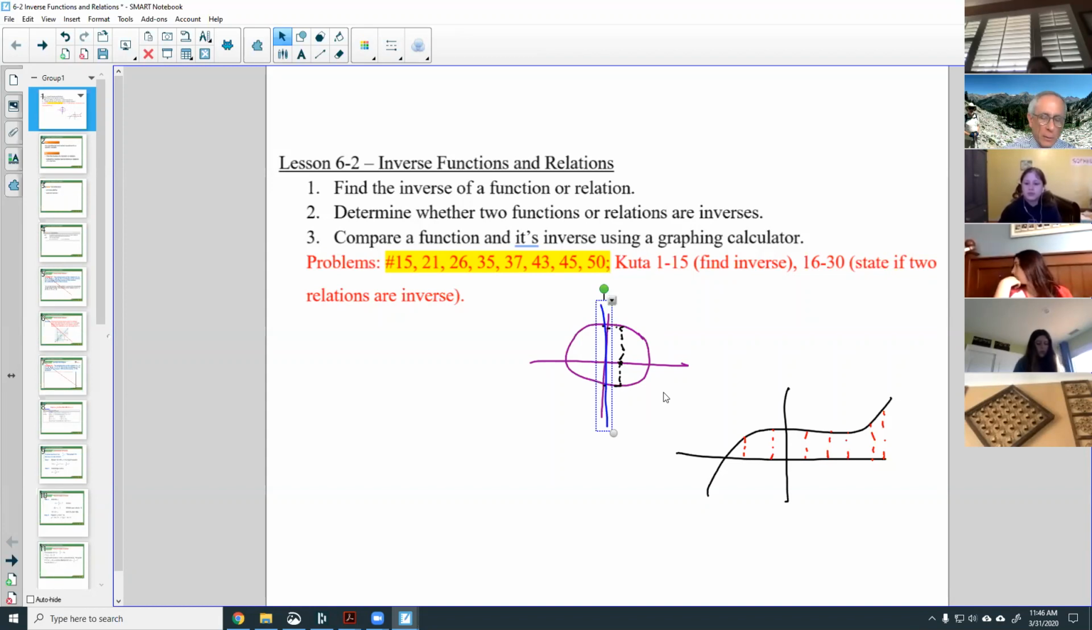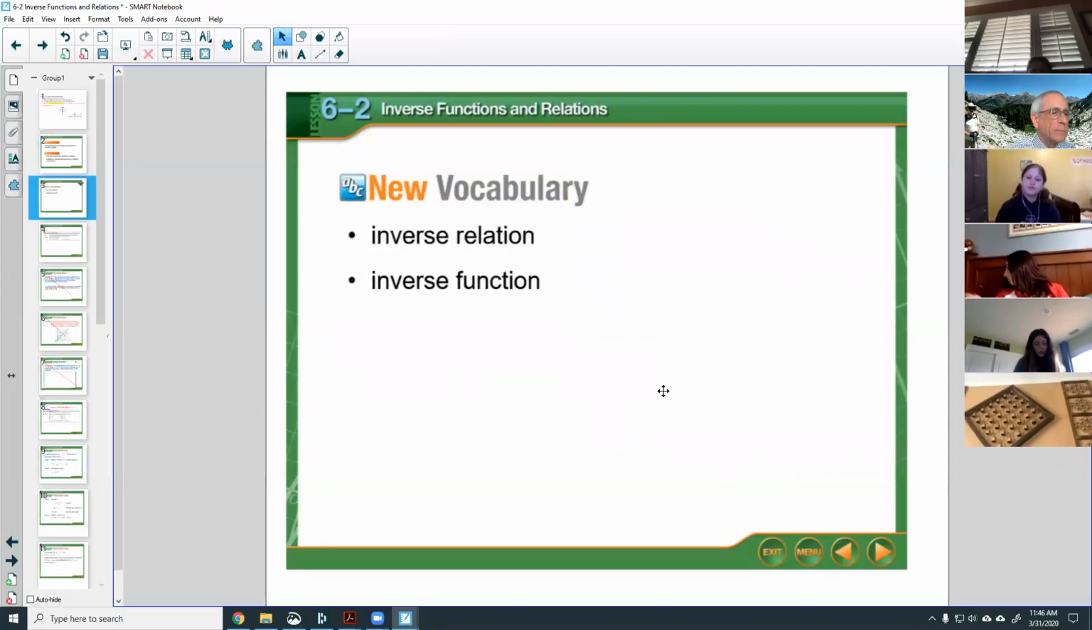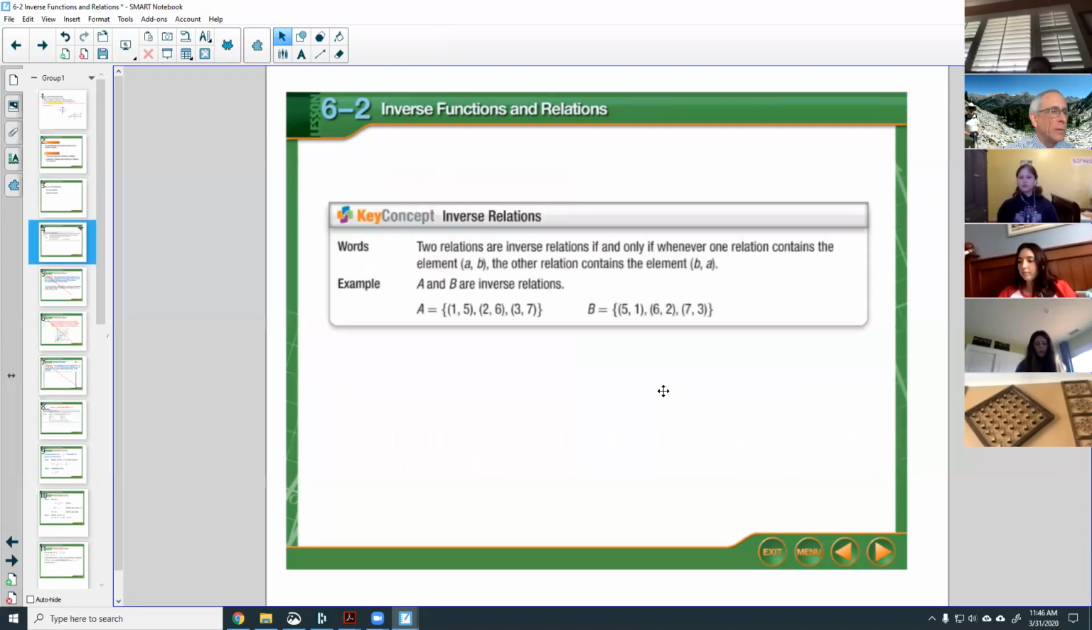Okay. So what about an inverse function? We're going to talk about inverse relations, and we're going to talk about inverse functions. There's a little bit of a difference there.